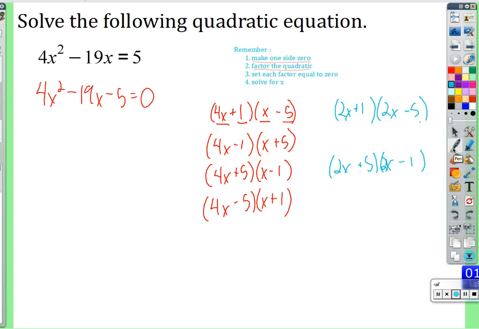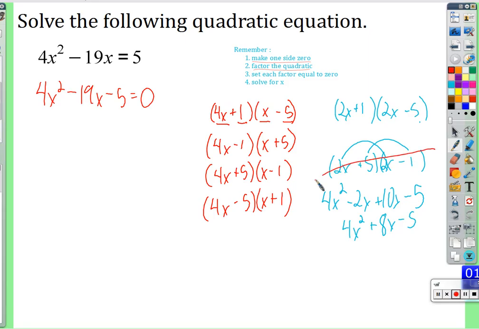Okay, first, I'll multiply out one that I know doesn't work, and then I'll multiply out the one that does work. Let's choose this one. 2x times 2x is 4x squared, of course it is, that's why we picked those numbers. And 5 times negative 1 is negative 5, just like we knew it would be. Then 2x times negative 1 is negative 2x, 5 times 2x is 10x, that comes out to be 4x squared plus 8x minus 5, but we wanted negative 19x. So that is out.